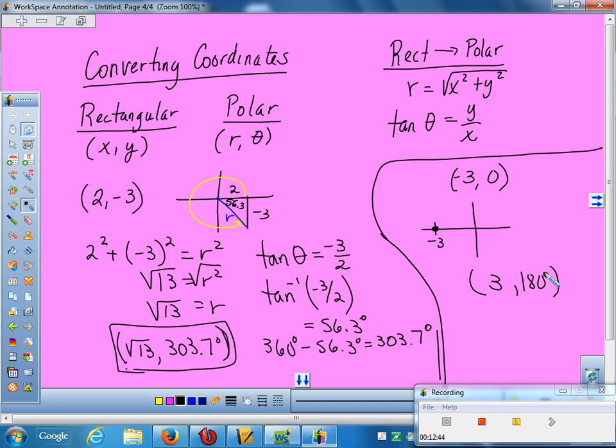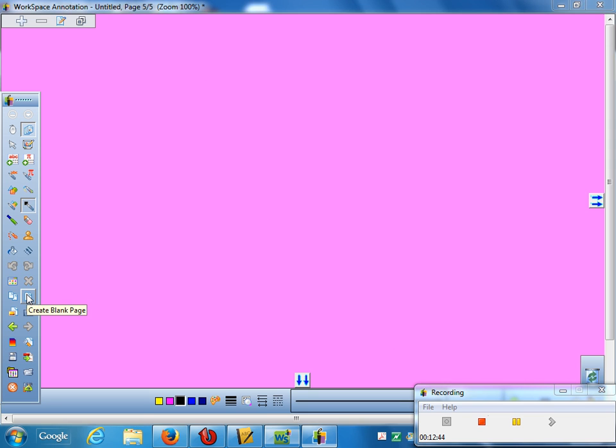Okay. So now I want to go backwards. How do I go from polar to rectangular? How do I get the other way? And this is also easy once we figure out the quickie little formula that does it.